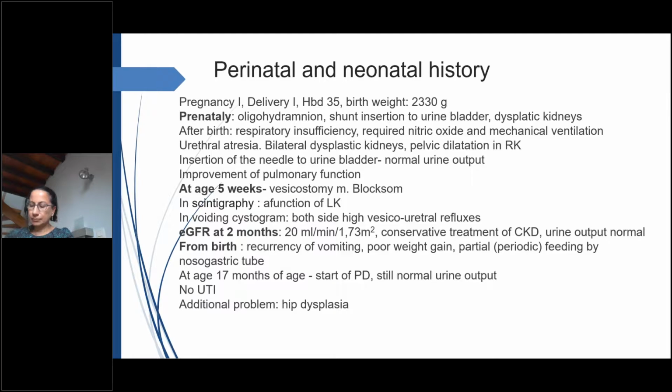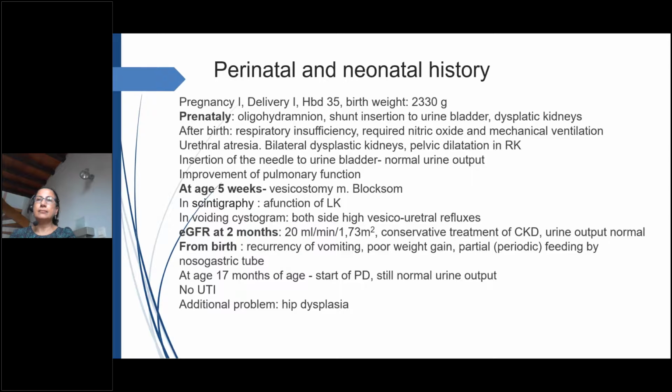Then he was not so bad. At the age of 5 weeks, the vesicostomy was created by our colleagues. And of course, he had the features of congenital renal failure, but he didn't require starting dialysis at once. We diagnosed that only one kidney was functioning, the right one, and of course, we suspect that he had high refluxes, both sides.